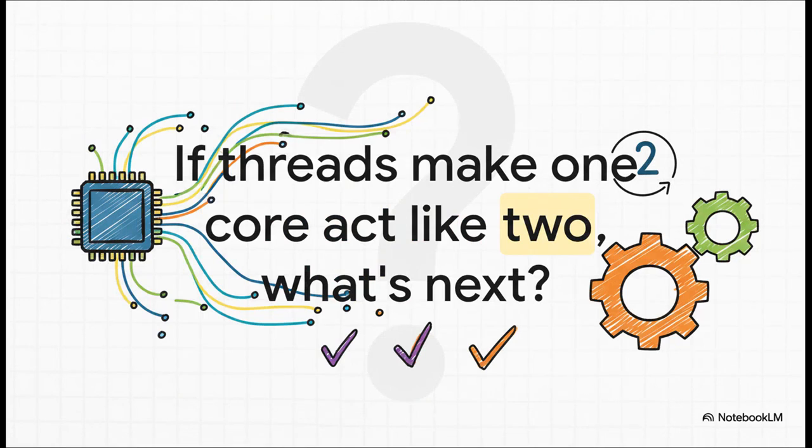And that is our deep dive into threads, really the foundation of all modern computing performance. It leaves us with a pretty fascinating thought, though. If this clever software illusion can make one physical core act like two, what's the next trick that engineers have up their sleeves to keep pushing the boundaries of what's possible?